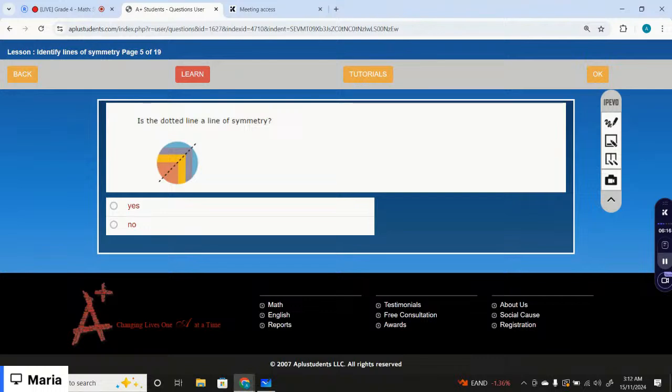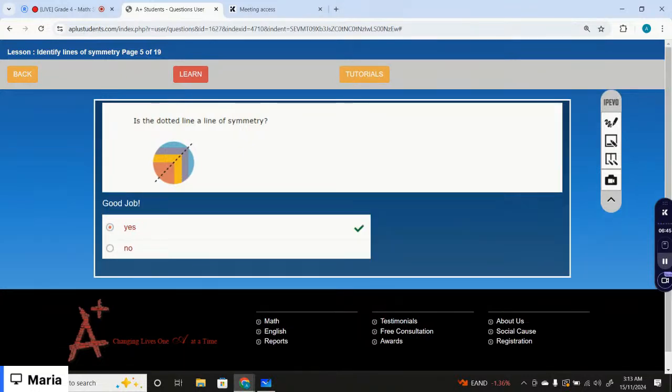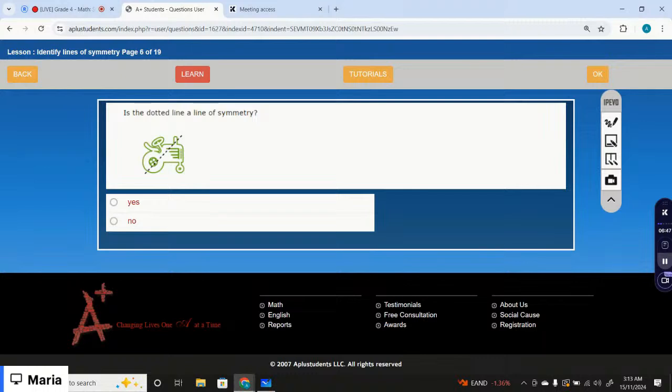Is the dotted line a line of symmetry? The correct option is yes, that is a line of symmetry. You can fold the image along the dotted line. The two sides match up, right? The correct option is yes.